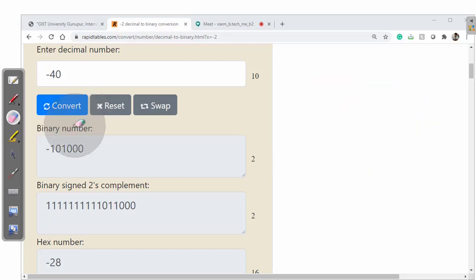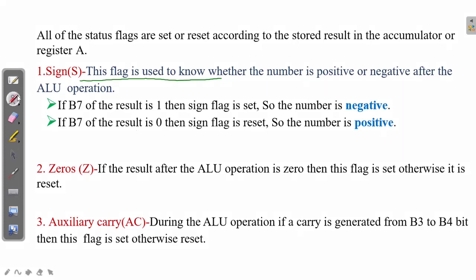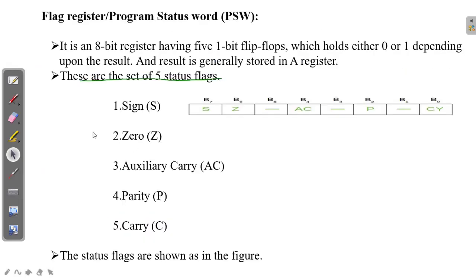That's why I'm erasing now. Let's move to the definition. If you look at the definition part, what is written here? The result is generally stored in the accumulator. In the last slide I just showed you, I've written here that the result is generally stored in the A register. Keep that in mind, and A is also called the accumulator. You might be knowing that.